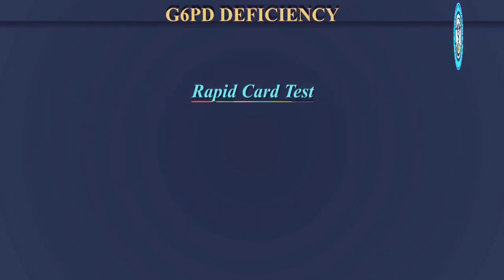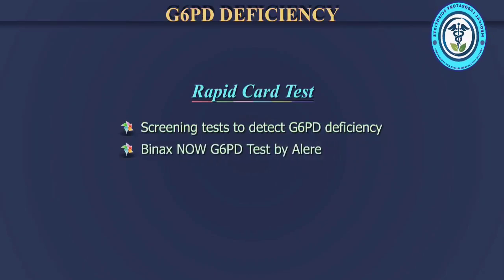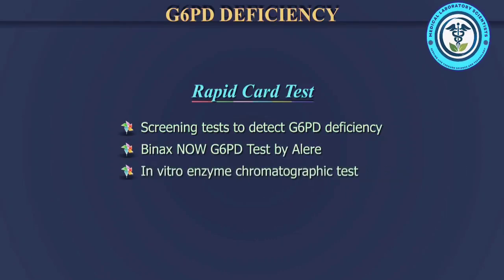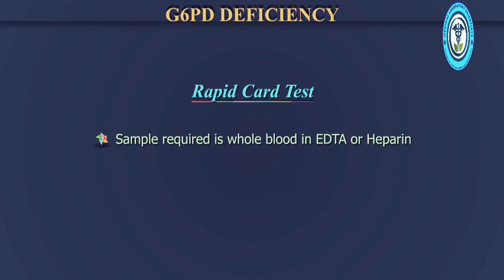Rapid card test. There are some rapid tests also available as screening tests to detect G6PD deficiency. For example, the BinaxNOW G6PD test by Alere. It is a simple in vitro enzyme chromatographic test. The sample required is whole blood in EDTA or heparin.